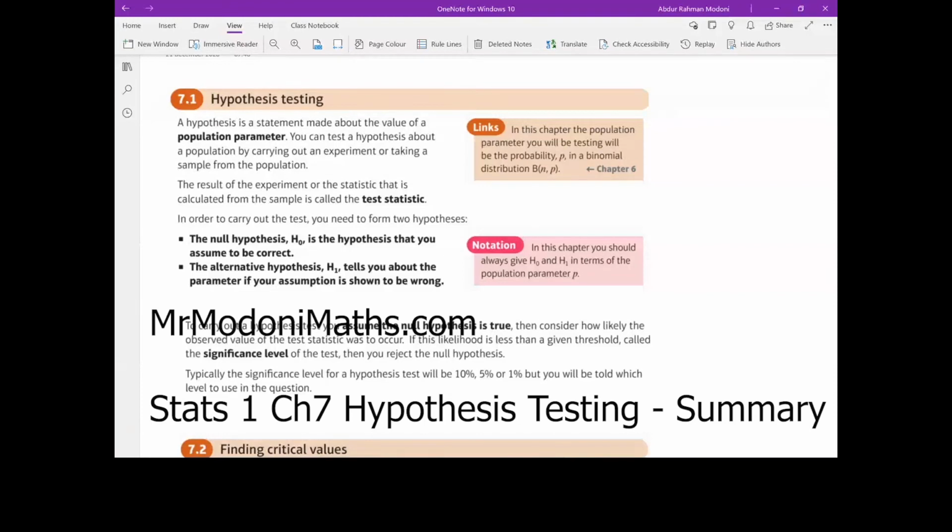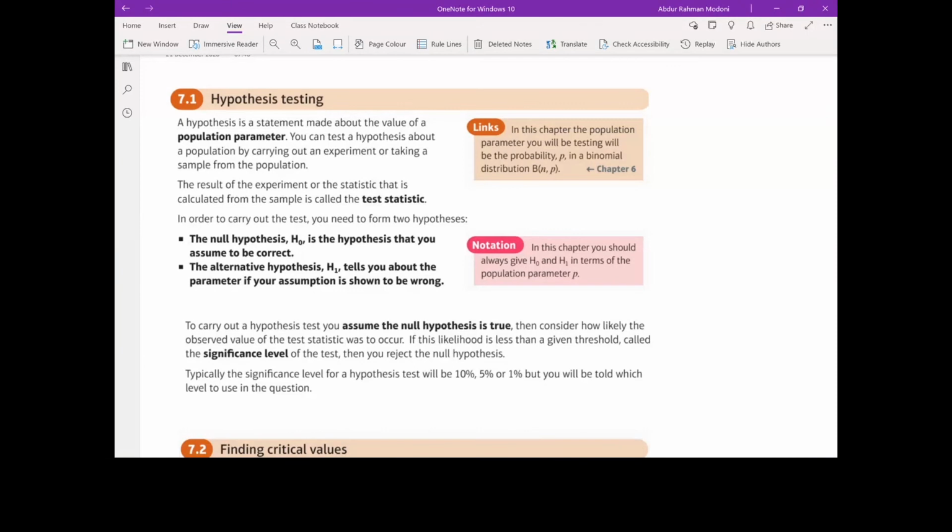So, hypothesis testing here. A hypothesis is a statement made about the value of a population parameter. So it's a statement made, a kind of what we think. The result of the experiment, or the statistic that is calculated from a sample, is then referred to as the test statistic. So we are understanding some of the vocabulary used here.